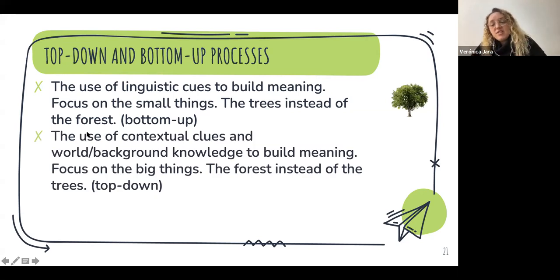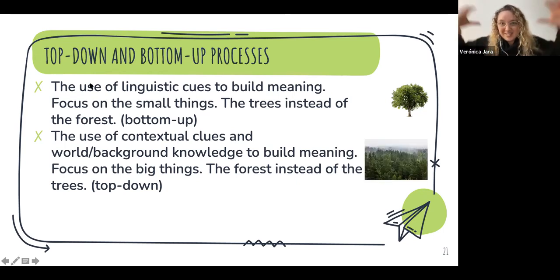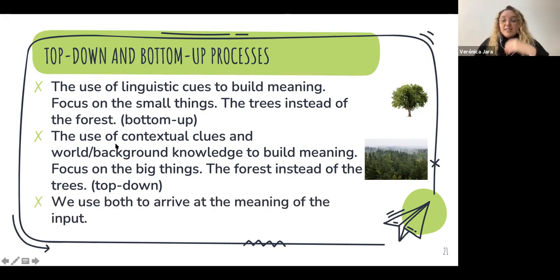When instead of focusing on the small things, we focus on the big things, we are using contextual clues and our world or background knowledge to build meaning. We are not using bottom-up processes, we're using top-down processes. We're focusing on the big things. We're focusing on the forest, right, instead of the trees. And as I said before, we use both to arrive at the meaning of the input, of what we're listening to in this case.